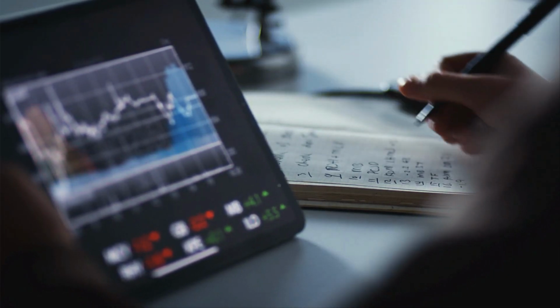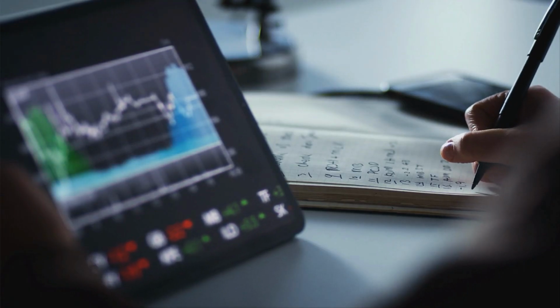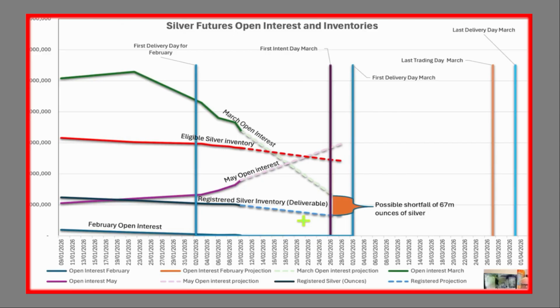So I think they'll be buying back their contracts during this month. And I think maybe some silver will come into the eligible category, which could then be converted to the registered category. But overall, I think the silver price probably goes higher to make this happen.